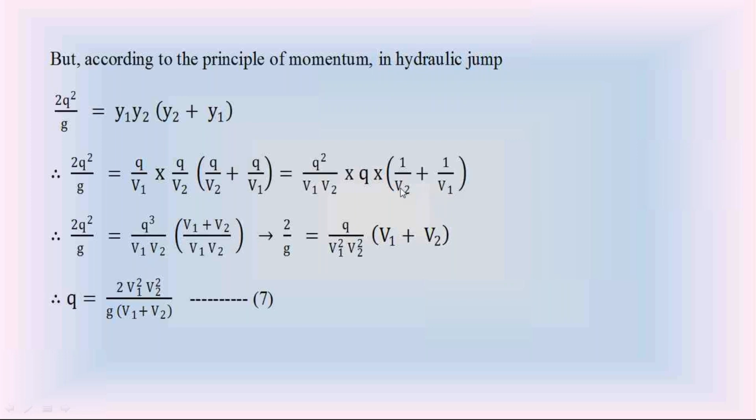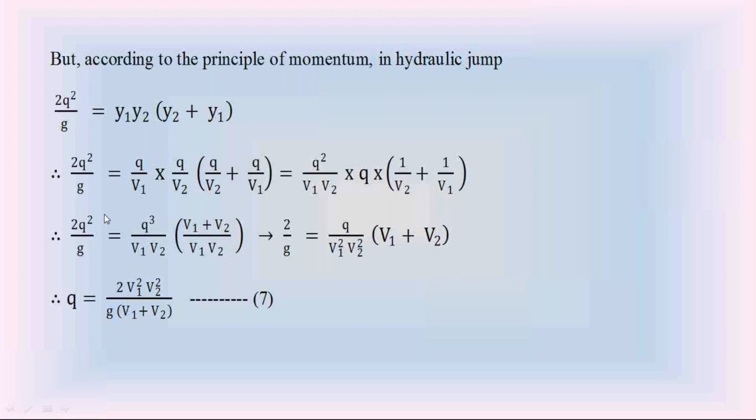So in the denominator take v1 v2 as LCM. Then this term becomes v1 plus v2 divided by v1 v2. That is this remaining term, v1 plus v2 by v1 v2. So simplify this right hand side, q square into q cube divided by v1 v2 into, take v1 v2 as LCM here. Then this term becomes v1 plus v2 by v1 v2. That is this term. Then check this denominator, v1 v2 into v1 v2. So it is v1 square into v2 square into q cube.